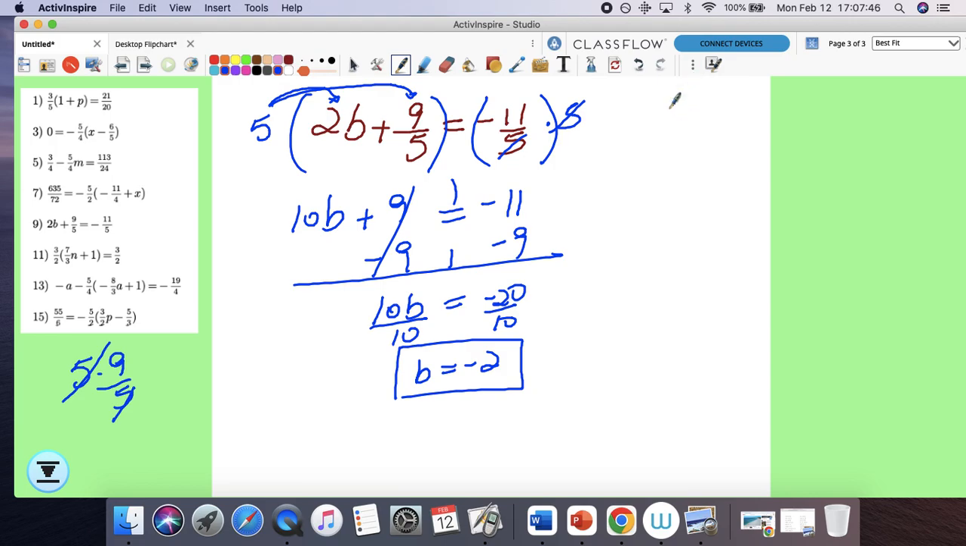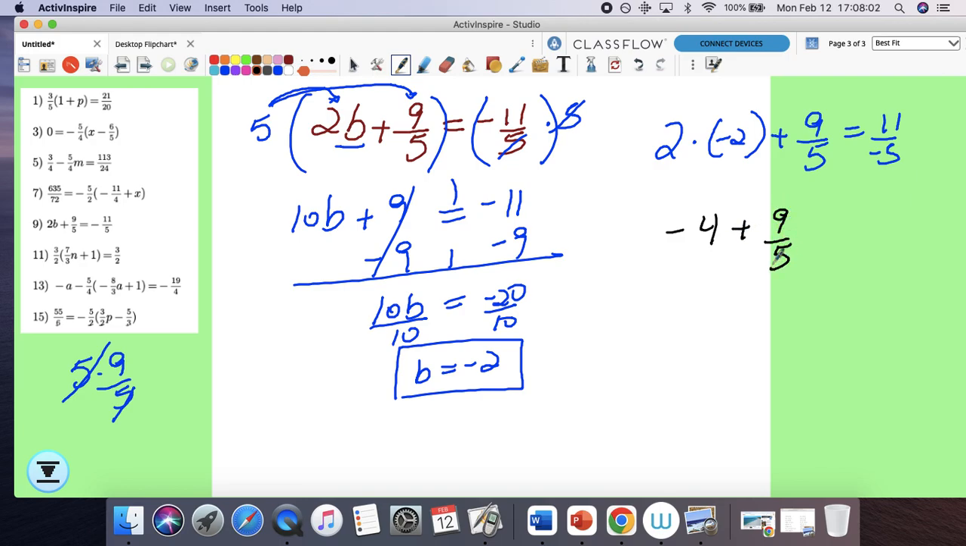So, original equation, 2 times negative 2. I'm going to replace the b here. It's negative 2. Plus 9 over 5 equals 11 over negative 5. Well, let's see if that's true. 2 times negative 2 is negative 4. Plus 9 over 5 equals 11 over negative 5. You can leave it. I'm just going to leave it like that.